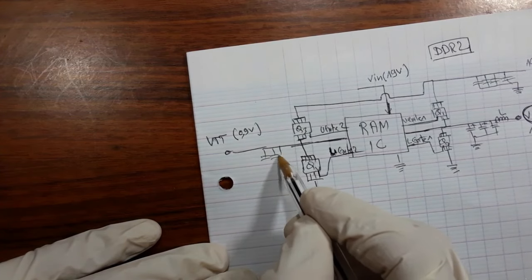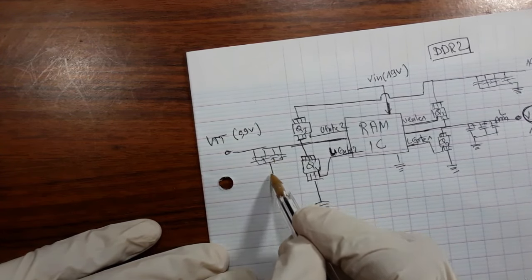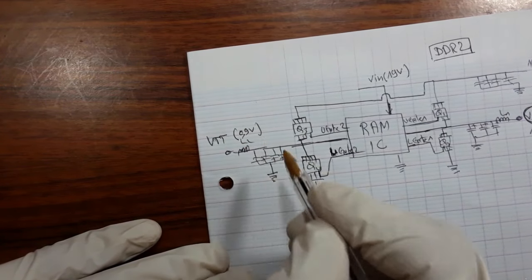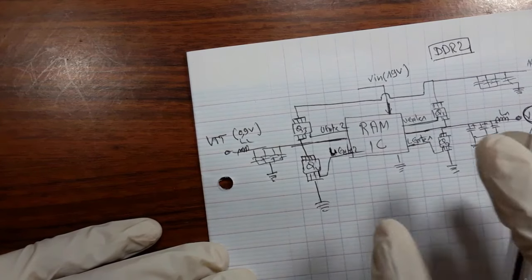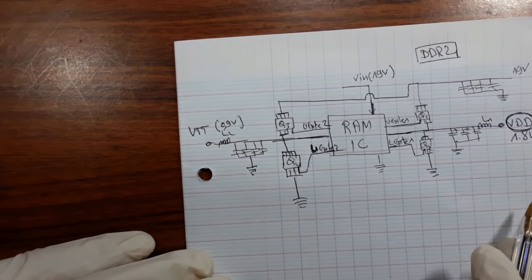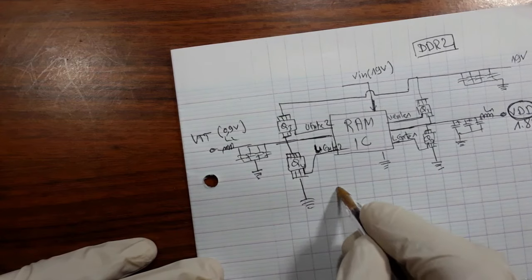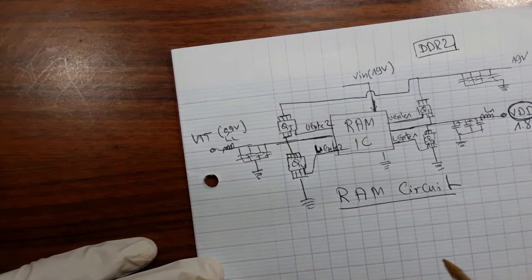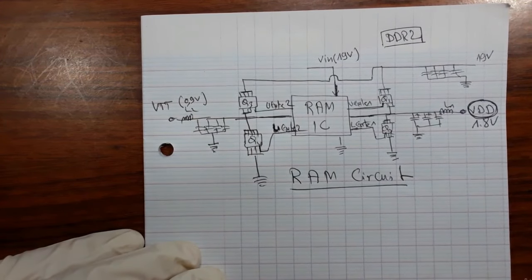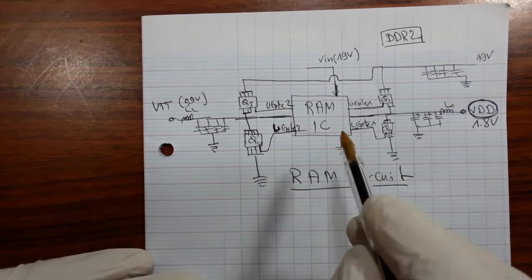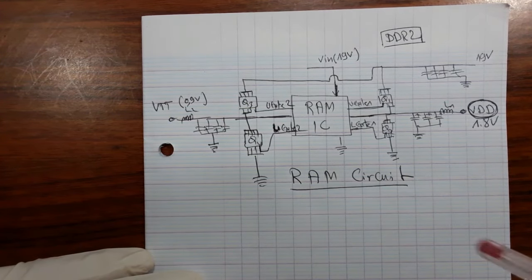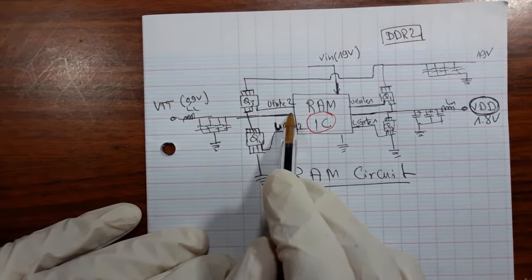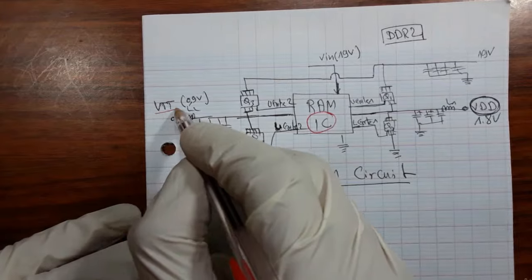Here of course we have a capacitor connected to the ground, and here we have another coil. We have here L1, here we have L2. So this is the main component of the RAM circuit, that we find in every desktop motherboard. But sometimes we find just one IC, as you see here in our example, just this IC generates both VDD and VTT.